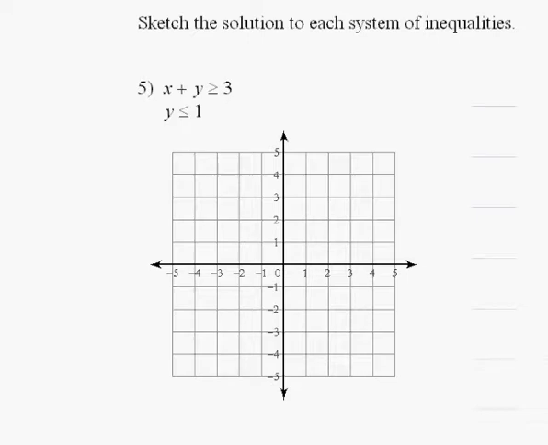Okay, we're continuing on graphing a system of inequalities. You may recall that the first thing we need to do is graph each inequality separately, and then we'll decide where the shading goes for both of them.